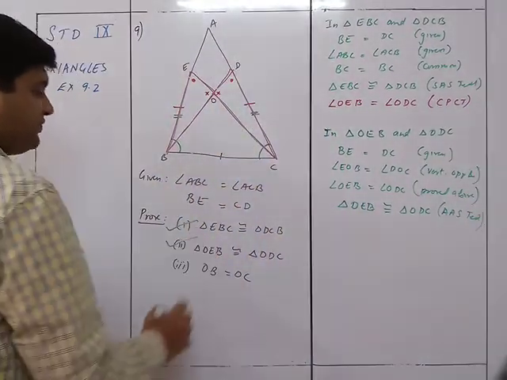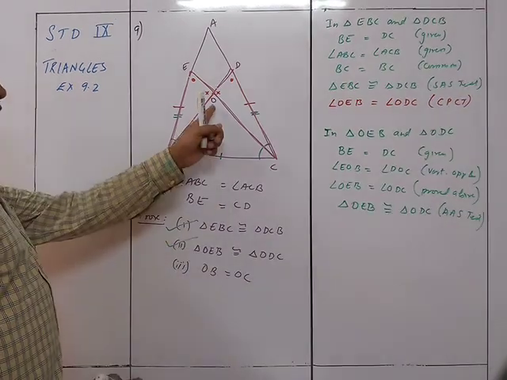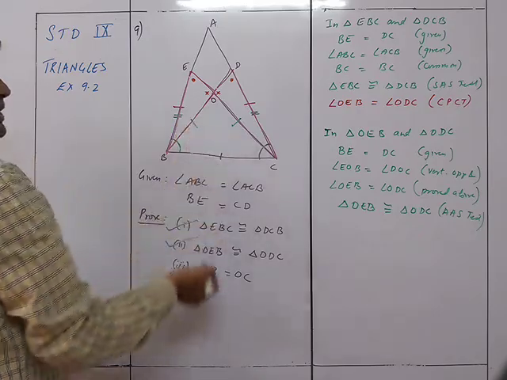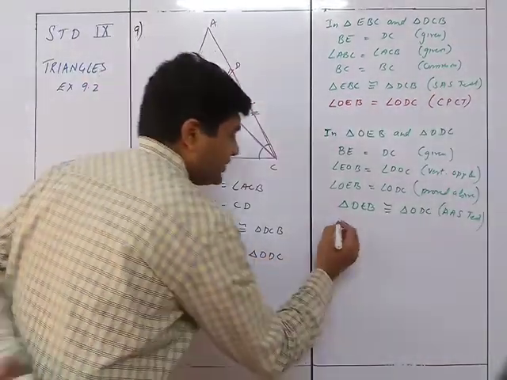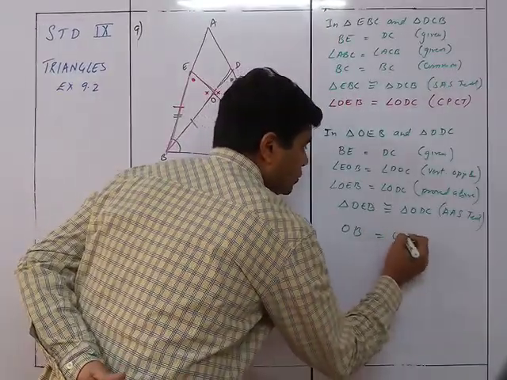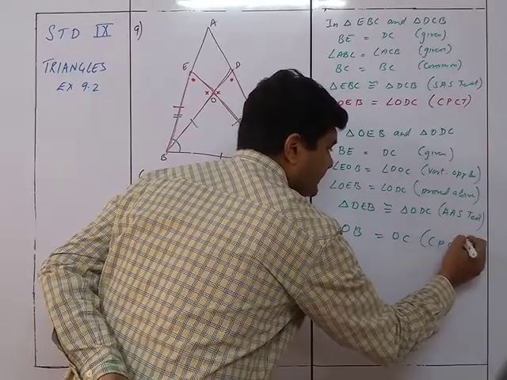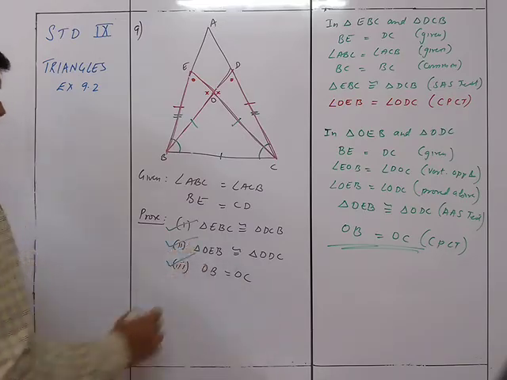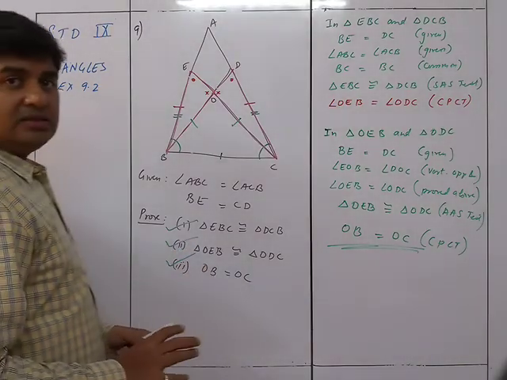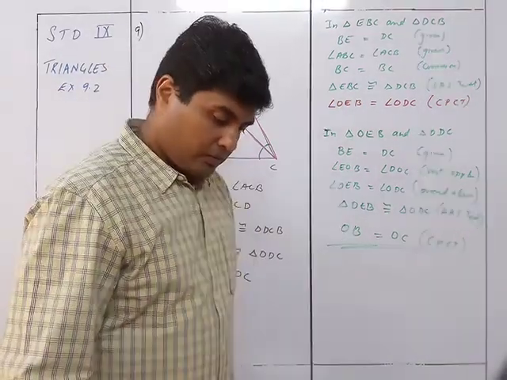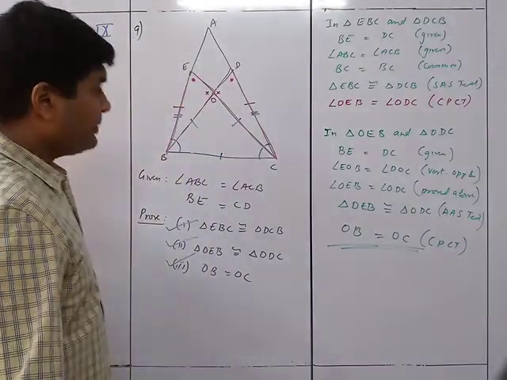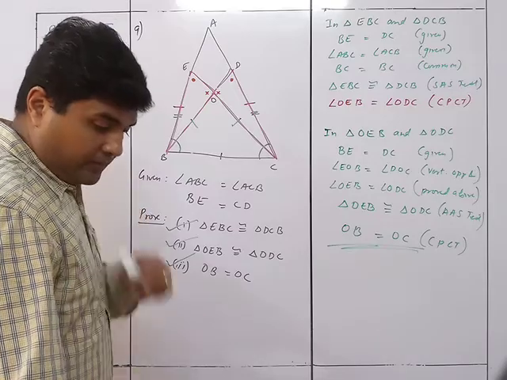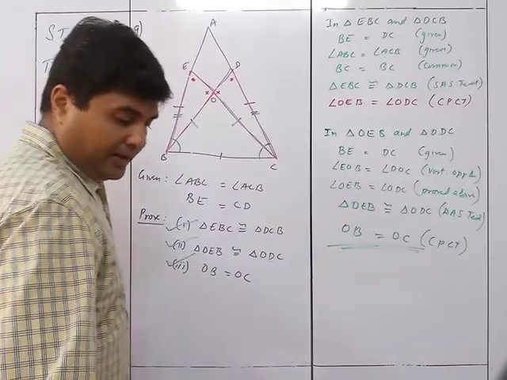So done with this. Finally, OB is equal to OC is what is asked. OB is equal to OC is the part of the triangle, the red colored ones. So this and this will be equal by CPCT. So therefore, OB is equal to OC by CPCT. Hence proved. Did you get this? Okay. It was sum number 9. We now move on to sum number 11.